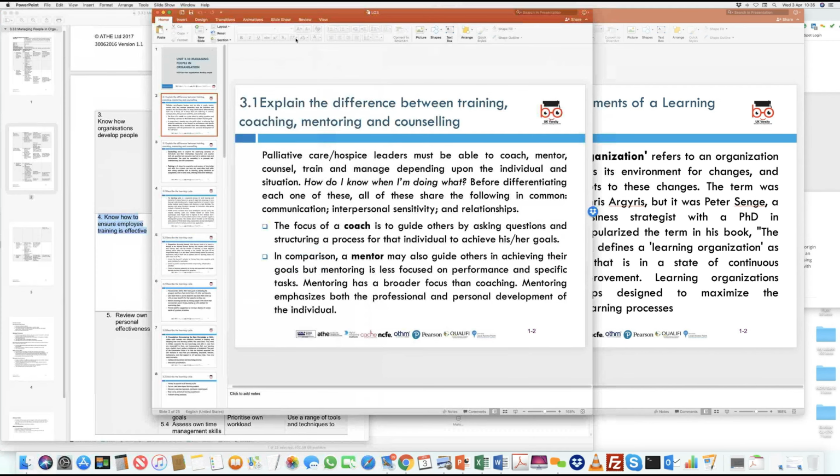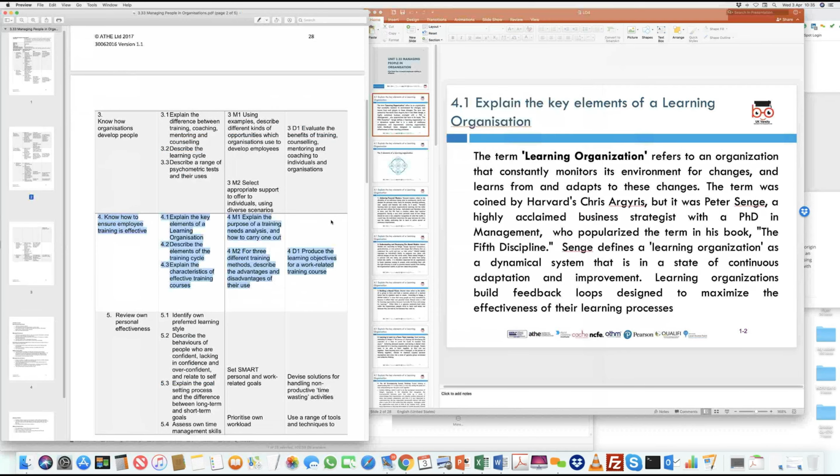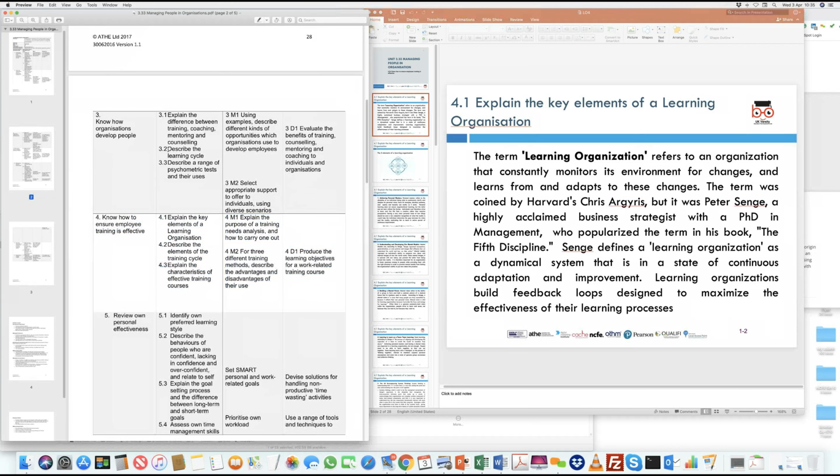So I've got a few slides in particular for learning outcome 4, which look at some of the key concepts. In learning outcome 3, we looked at describing the learning cycle. But in learning outcome 4, the first task is to understand what the elements of the learning cycle are.